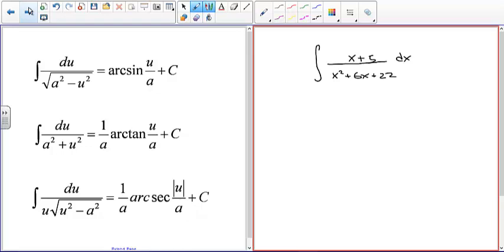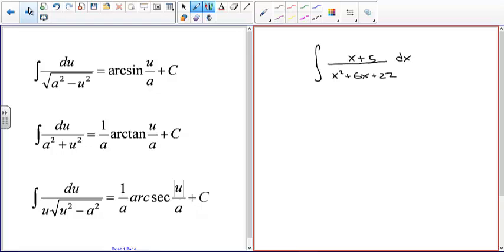But I could still break it into two quotients. I could have x divided by x squared plus 6x plus 22. The problem is, though, the derivative of x squared plus 6x is 2x plus 6, and if I just separate it into two quotients, it still won't work out.